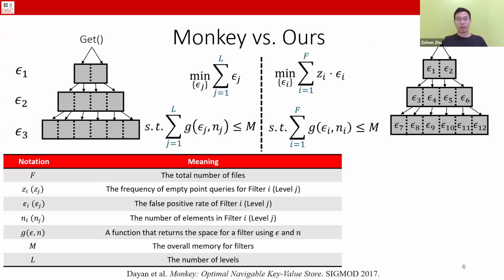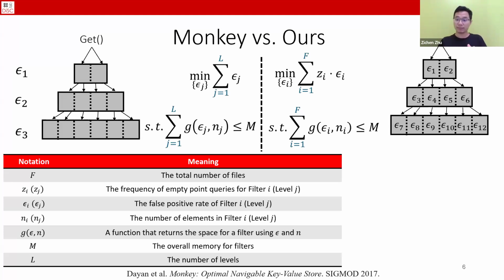We compared our model with one of the state-of-the-art academic models, Monkey. Monkey also tries to minimize the number of unnecessarily triggered IOs, but it assumes uniform access distribution. And that's why in the objective function, you do not see any weight factor. It's just summing up the false positive rate across levels. Here, the capital L represents the number of levels.